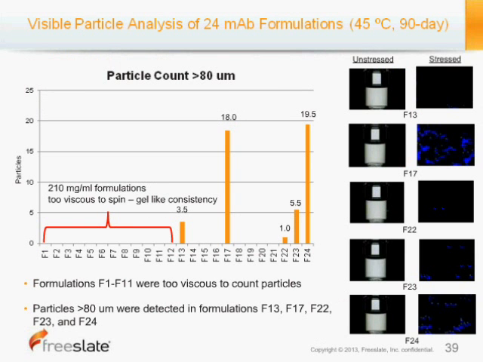For particle analysis, we only measured the very last, highest temperature, very last time point, which is the 45 degree C, 90-day set of vials. And what we found when we took the vials out of the incubator was that the high concentration formulations, the 210 milligram formulations, had a gel-like consistency. And so when we put those into the instrument to measure the particles, the solution was too viscous to actually spin up the particles. And so we didn't detect any particles in those vials because of the solution's gel-like consistency.